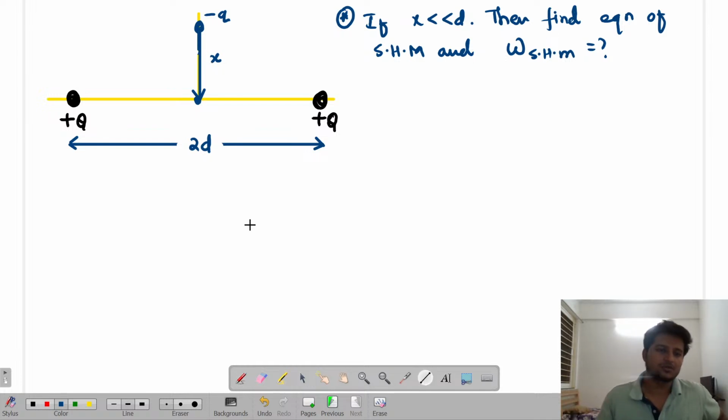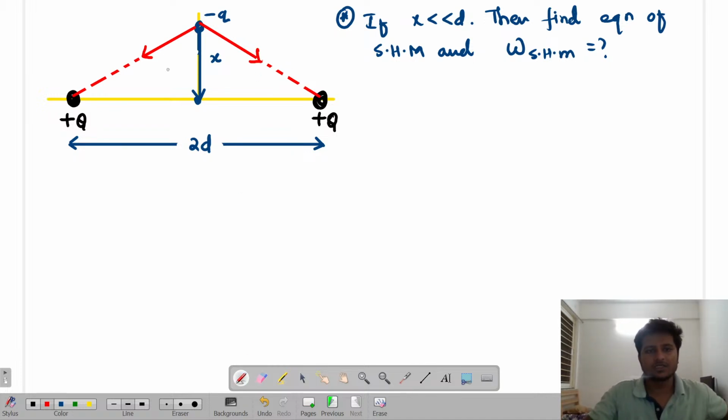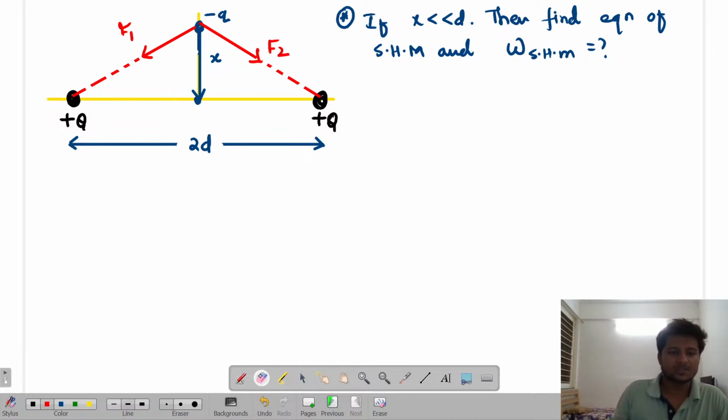देखो देखो, एक बात समझो. Plus q will try to attract this charge along its own line, isn't it? है कि नहीं? Similarly, this plus q will also attract the charge along its own line. Let's say this is F1 and this is F2. Now, if this is a perpendicular bisector, then this distance is d and this distance is also d, isn't it?